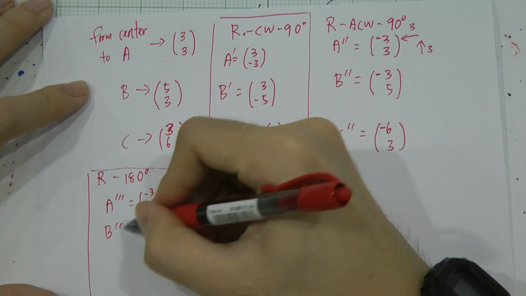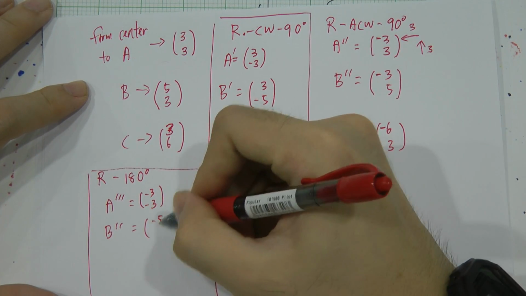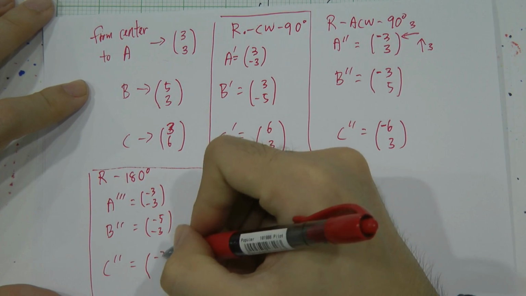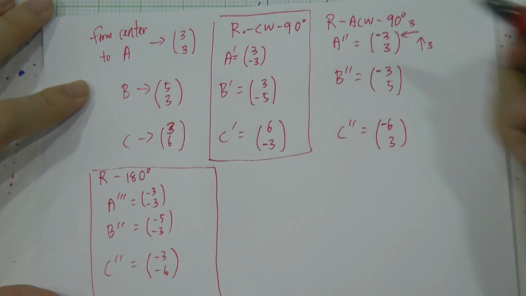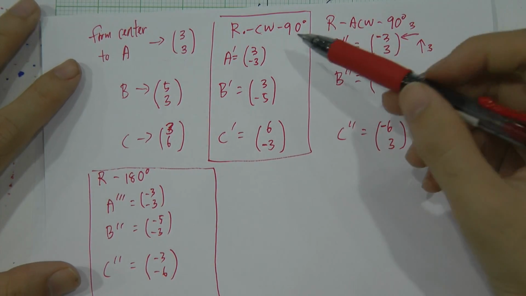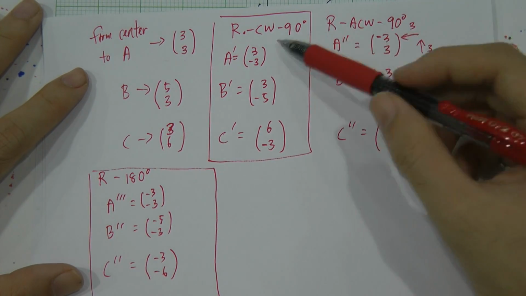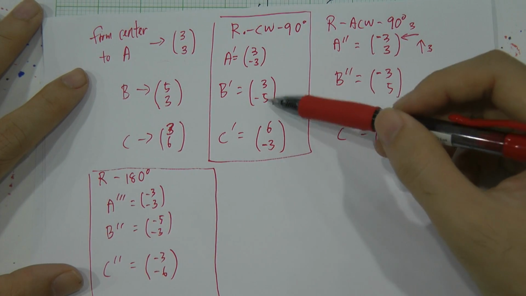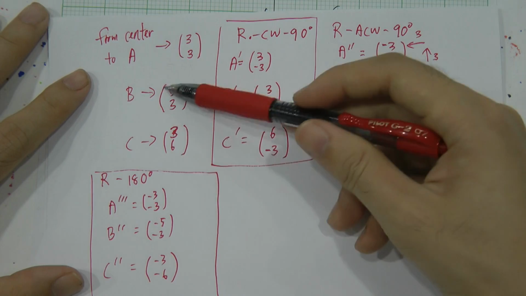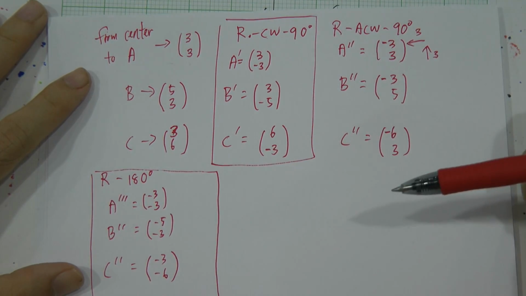For B, add negative for both: -5, -3. C is the same, add negative for both: -3, -6. Because of rotation 180, you need not flip over the numbers. It isn't the same as the 90-degree clockwise or anti-clockwise, because for those you have to flip the numbers, 5, 3 to 3, 5. But in this one, no need. You just add negative to both for rotation 180 degrees.